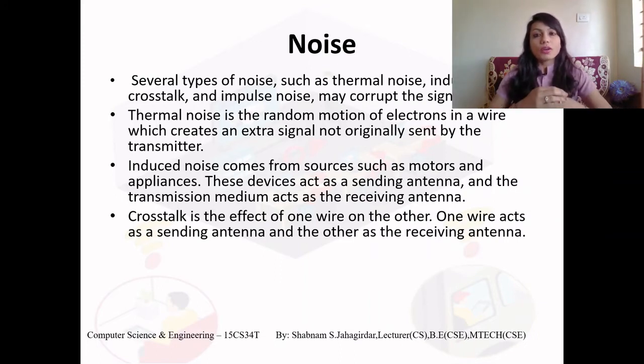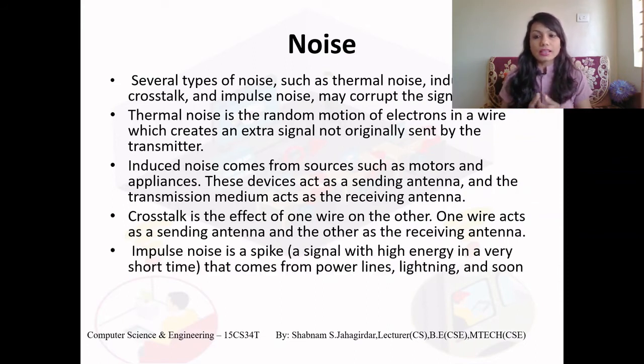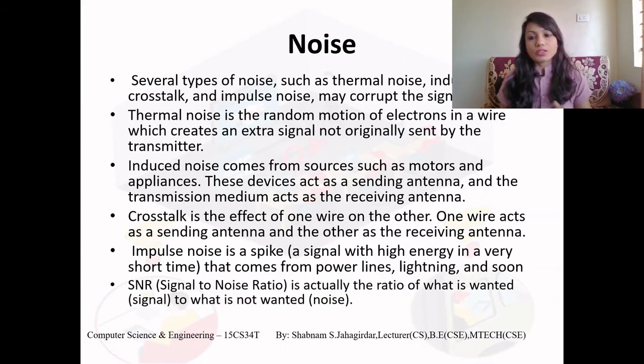So when wires overlap, sometimes a cross connection happens, where one wire acts as a sending antenna and the other as a receiving one, so there will be a cross connection and both signals will mix. The next type of noise is impulse noise. It is a spike, that is, a signal with high energy in a short time, that comes from power lines and lightning, that is your thunder, because of rain and all. This impulse noise will happen.